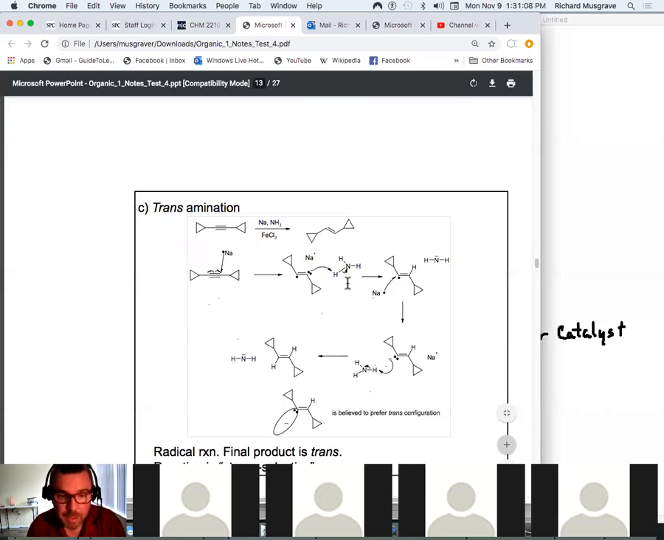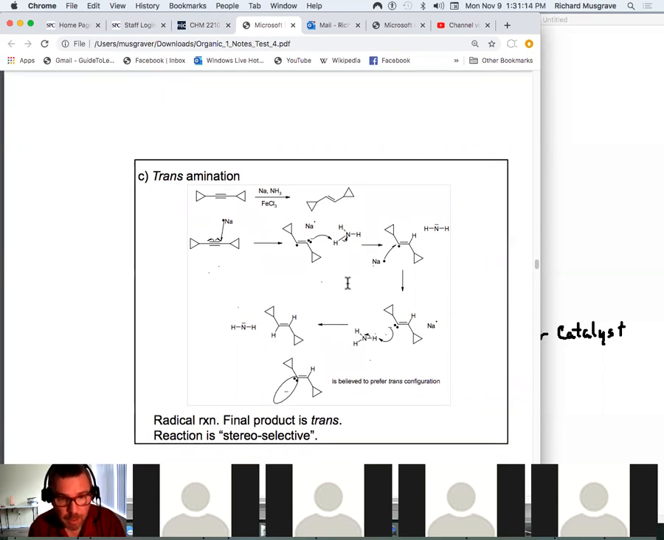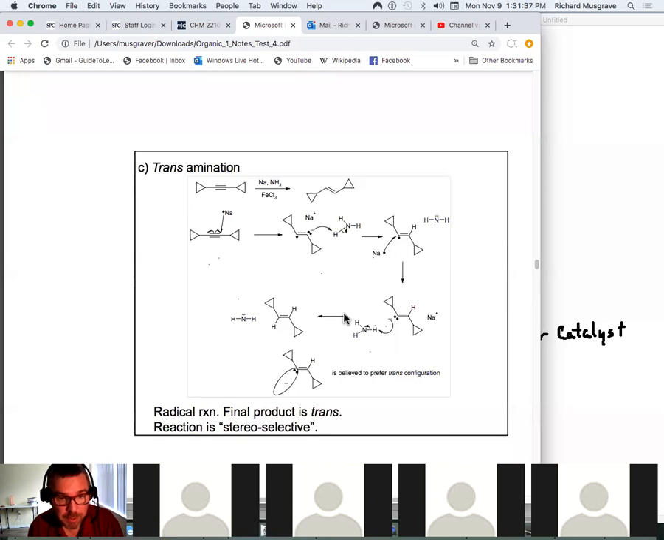And again, this mechanism is not one you have to know. But because of the way that the mechanism goes, we do end up with this trans configuration at the end. And again, I'm not going to go into that. If you want to watch my video, you can. The mechanism itself, again, is not going to be for credit. You might see it as part of question 1, but you won't see it as a mechanism question, I can guarantee you.